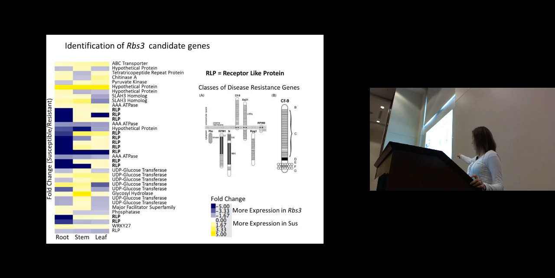And this dark blue area in the roots, they correspond to RLPs, or receptor-like proteins. And this is a special class of disease resistance genes that has been known to provide resistance to fungus in both apples and tomatoes. And this big differential expression is happening just 1 week after infection. We can't even see a phenotype at this point.